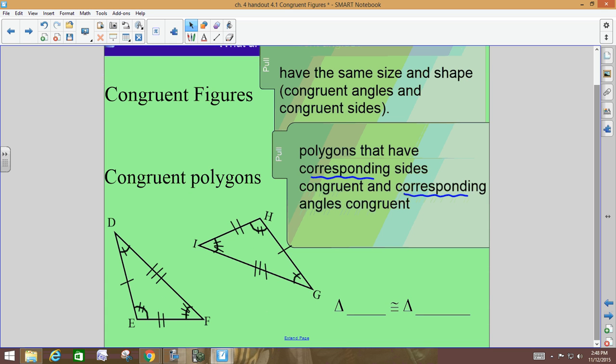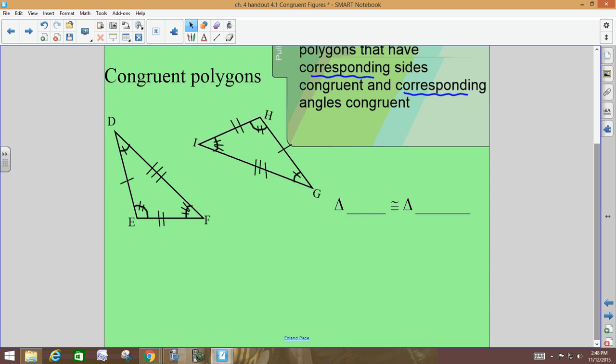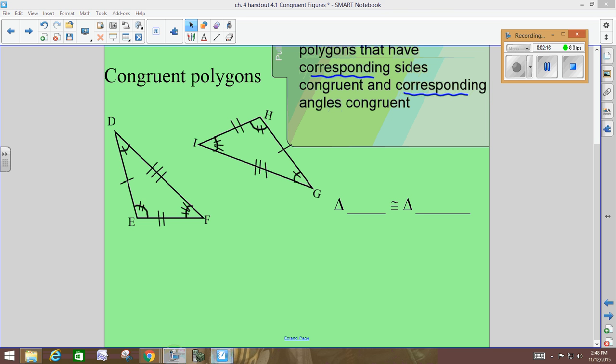You don't have these two triangles on your notes, but looking at all their markings, we can say that DE is congruent to HG. They both have one tick mark. EF is congruent to HI. They both have two tick marks. FD is congruent to GI. They both have three. So the corresponding ticks match up which sides are congruent.